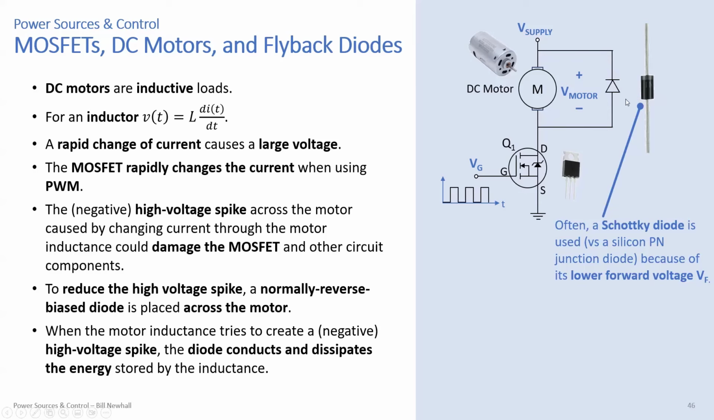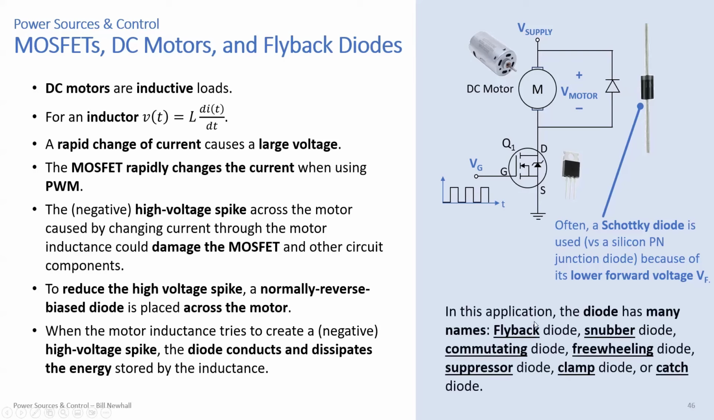Okay. So you will see a lot of names on the internet and textbooks and different applications. It really depends where you're reading about this diode, but you'll see this called a flyback diode, a voltage snubber diode, a commutating diode, a freewheeling diode, a suppressor diode, a clamp diode, or a catch diode. So any one of those is probably referring to a normally reverse biased diode protecting a circuit from high voltage spikes.